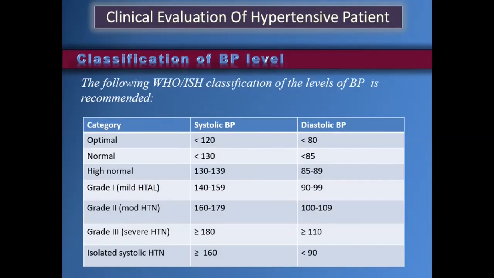Now we'll come to categorization of the blood pressure level. Usually, this is the old classification. Optimal blood pressure is 120/80 or maybe lower. Normal blood pressure is 130/85 or lower. High normal is 130 to 139/85 to 89. Hypertension with different grades 1, 2, and 3, and isolated systolic hypertension.